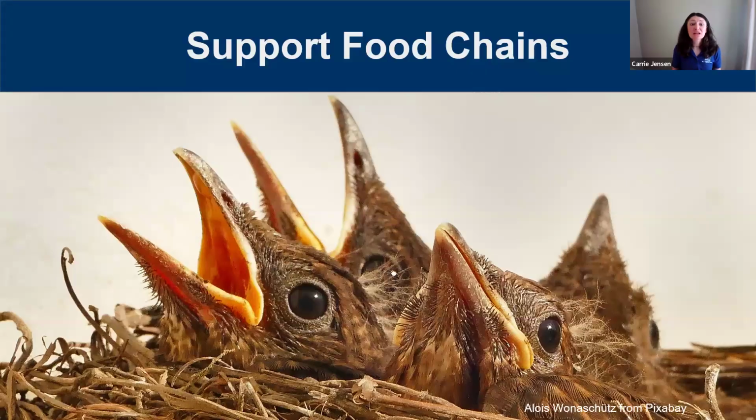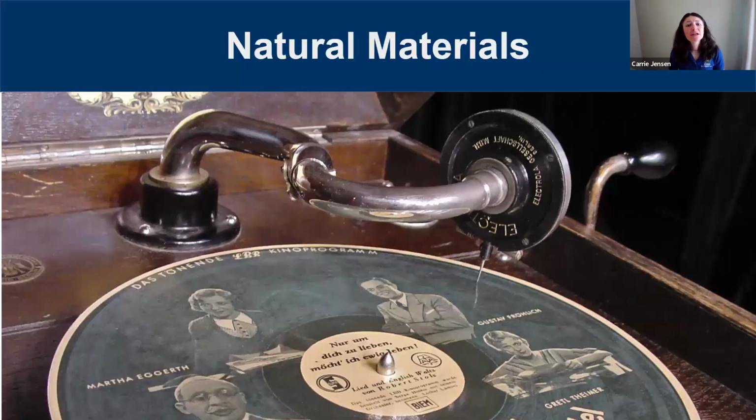Some other reasons we need insects are that they support our food chains. If you're a bird fan out there, all my birders, you really need insects in order to feed baby birds. You probably know that, but baby birds need insects. They need high protein diets, so they don't eat seeds and berries when they're babies. They need the insects, particularly caterpillars. And not just birds, but our larger food chains are all supported by these lower invertebrates, and insects are important for that. We have also benefited from natural materials that they provide.